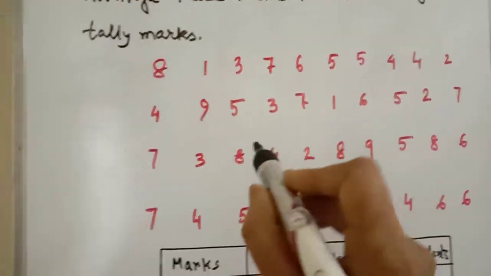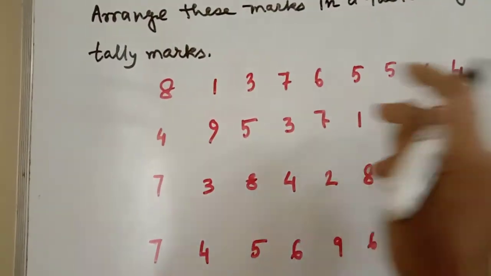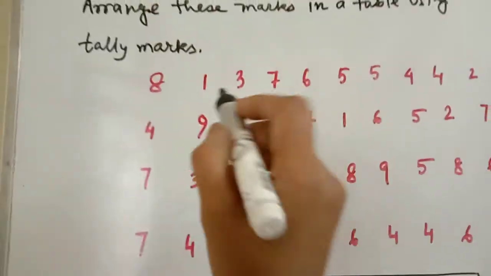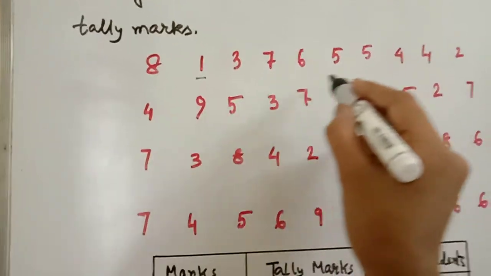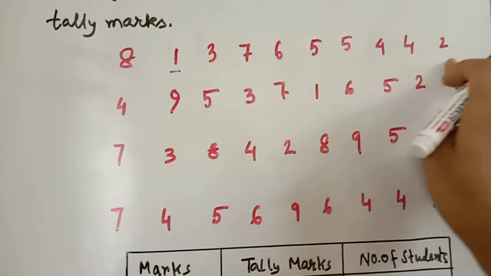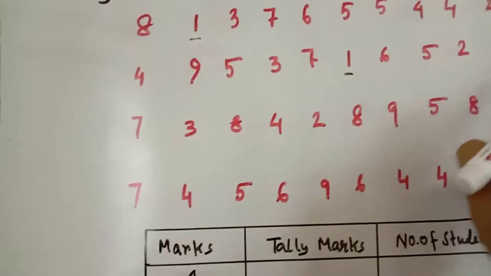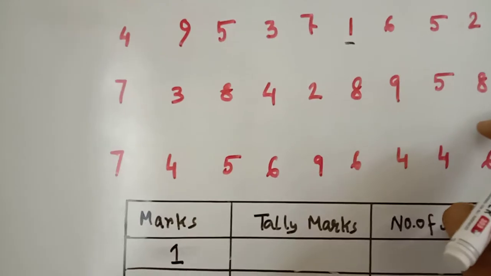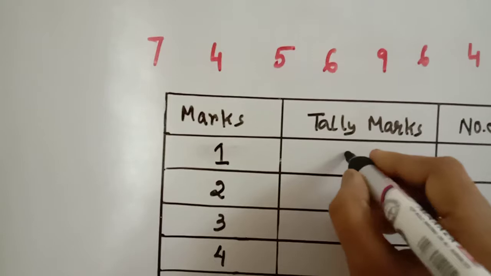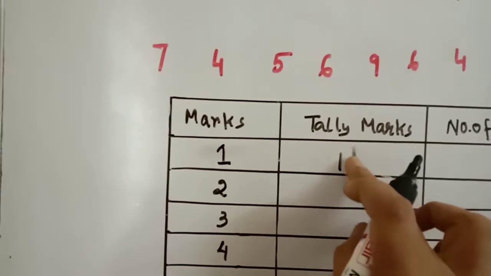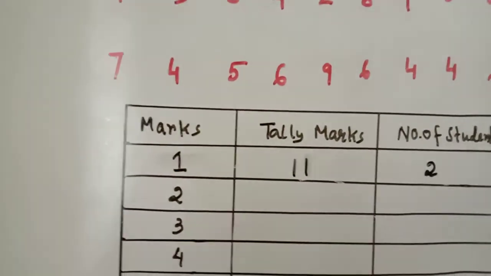Now how many students have got 1 mark? You have to observe the marks very carefully so that you can find them. 1 is here and 1, then in this line there is no 1. The second line, observe it, 1, second line is finished, third line there is no 1, fourth line also there is no 1. That means 1 comes 2 times only, and in number you have to write 2.